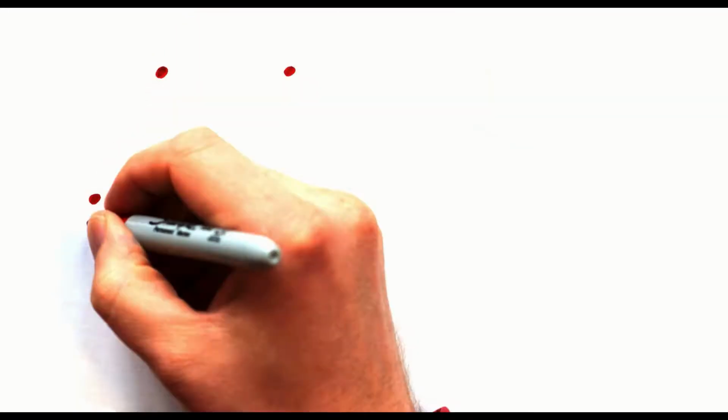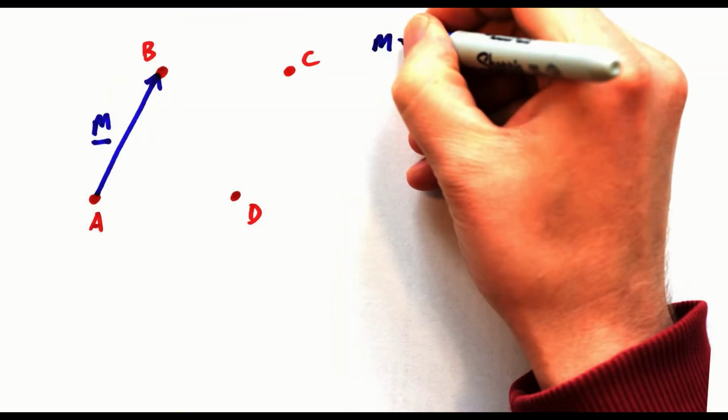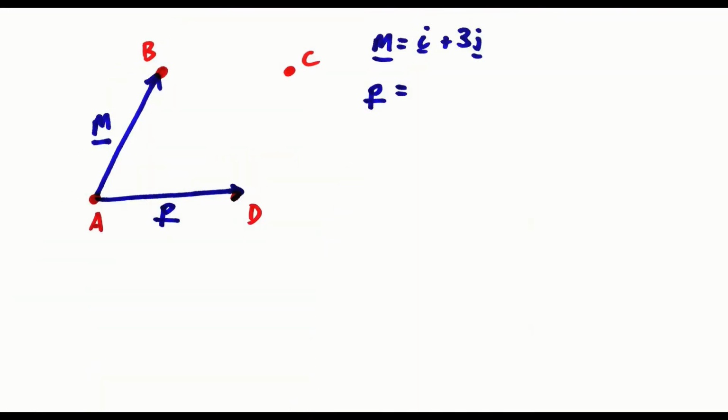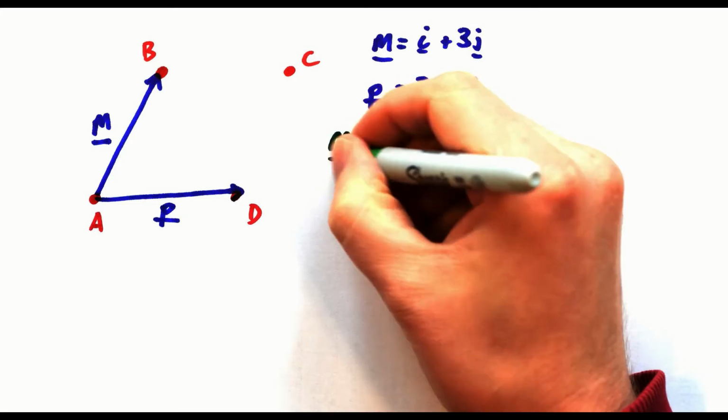Firstly, rather than working with the positional vectors RA, RB, RC and so on, we're only going to work with the relative vectors within this unit cell. There are only 2 vectors of interest. The first of these, connecting A and B, we will call M. We showed how this is calculated in the previous video as i plus 3j. The second vector, connecting A and D, we will call P, which we also found in the last video to be 3i plus j. What we will now do is explore what happens when we multiply the vectors together.